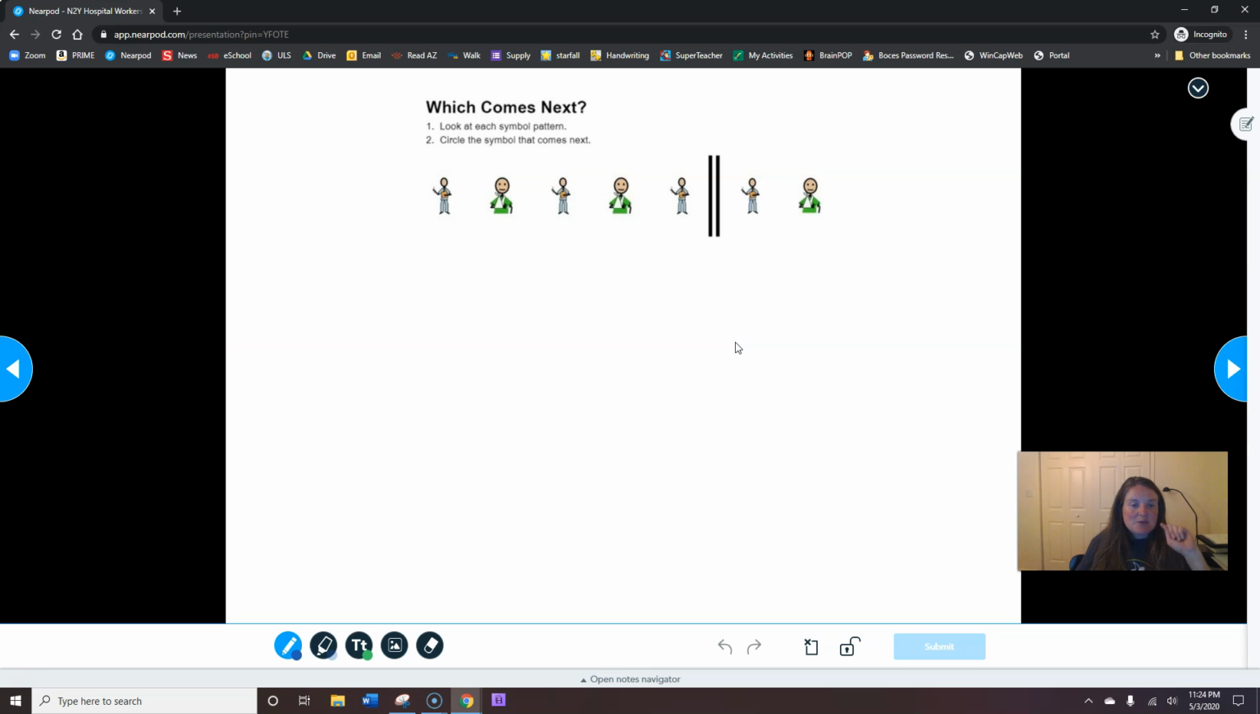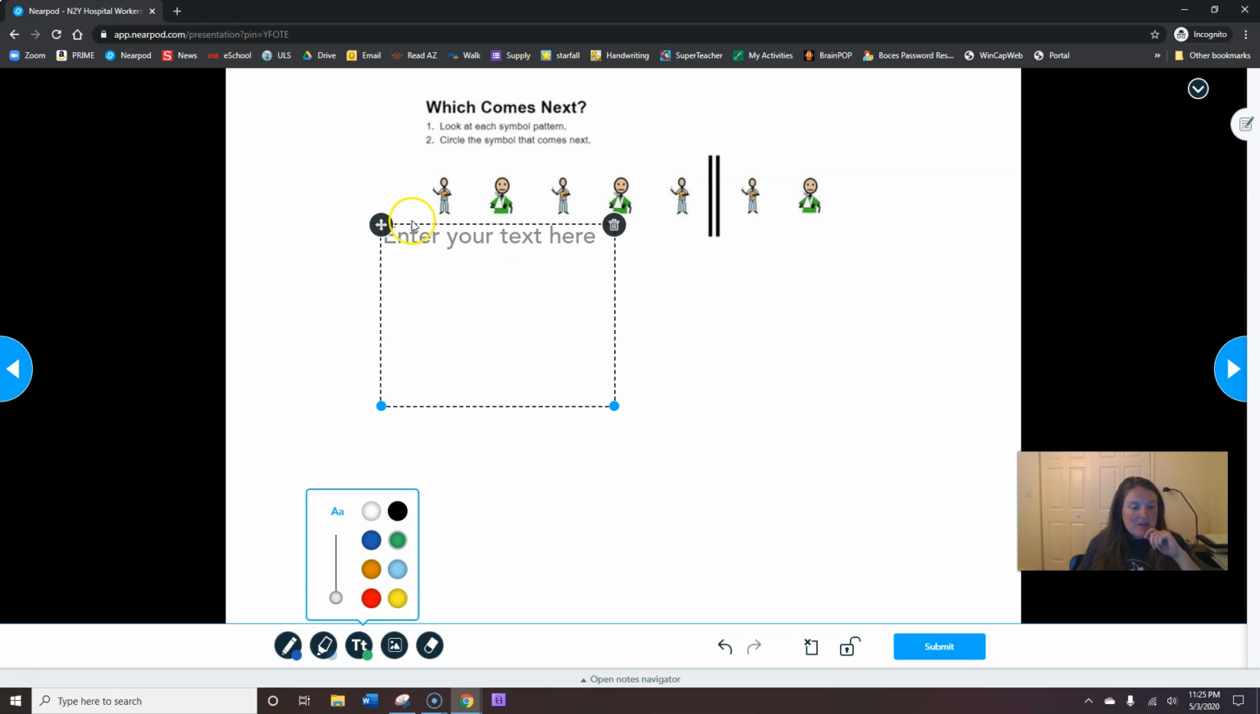So the first thing we're doing is patterns. Today the reading that we did for ELA was about hospital workers and how we can thank them. The first thing that we do when we're looking at our patterns is we label them.